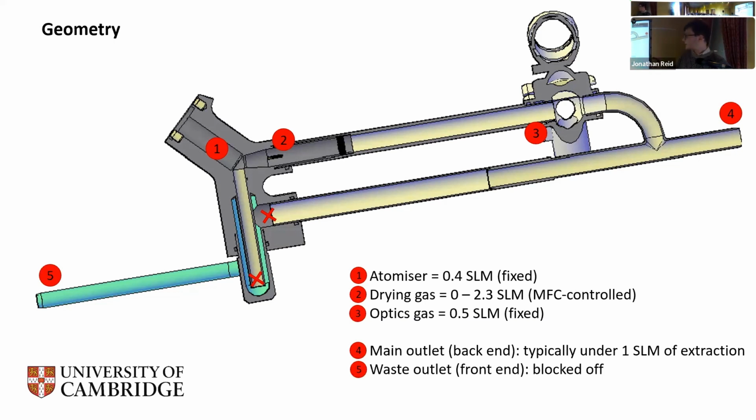The particles then pass in front of the detector. There's another gas source here. It's actually an annular focusing gas that drives the particles towards the center of the tube. And then they get detected and passed out through the exhaust. This is also blocked out.